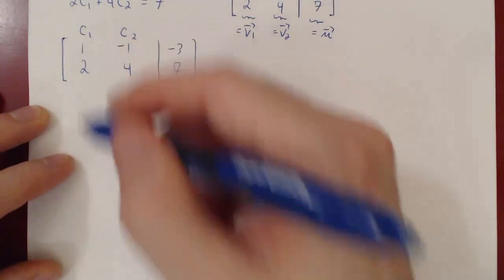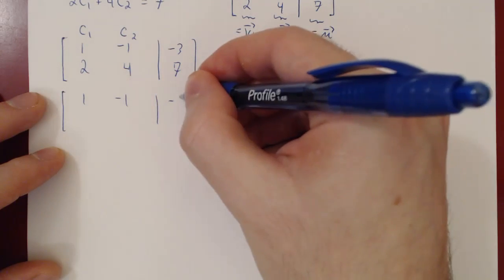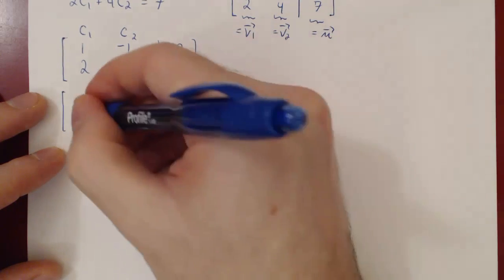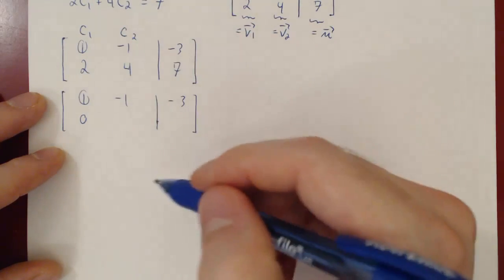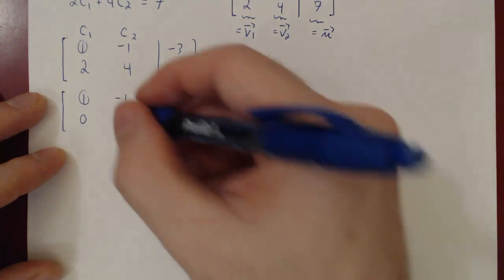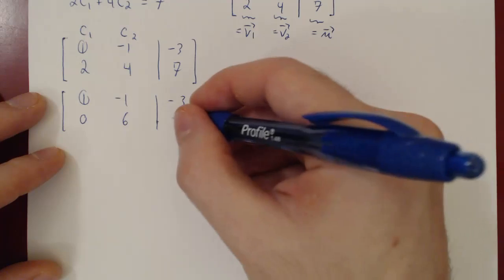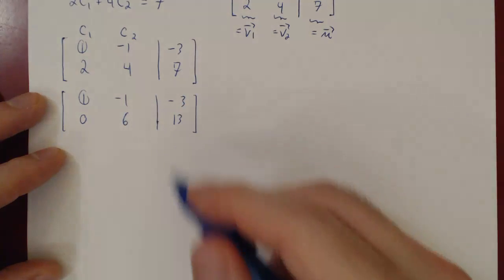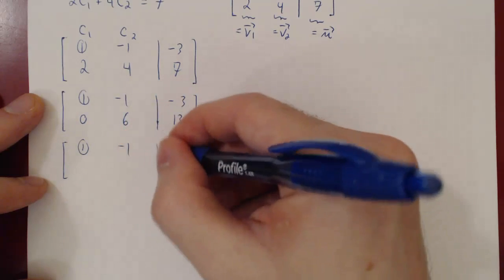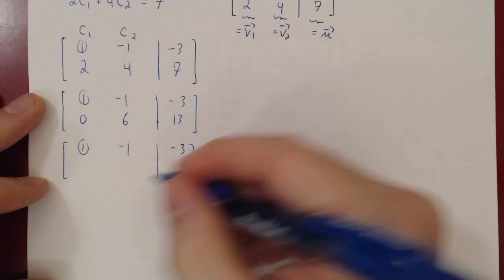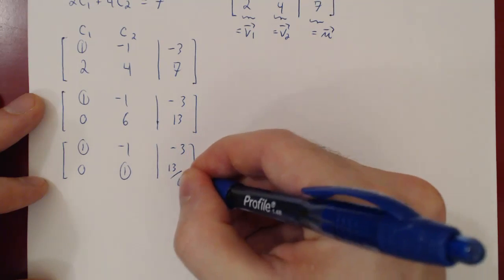Let's do row 2 minus 2 row 1. So we'll get 0. This is our first leading 1. 4, -2 times -1 is 4 plus 2, 6. 7, -2 times -3 is plus 6, 13. Divide across by 6 to have your second leading 1. You'll get 0, 1, and 13 over 6.